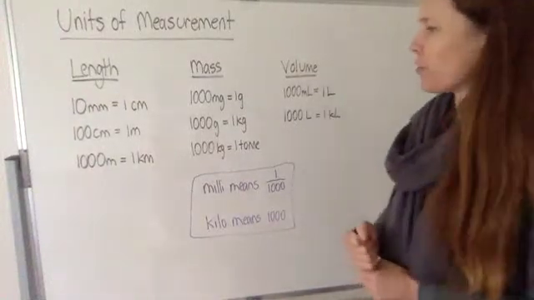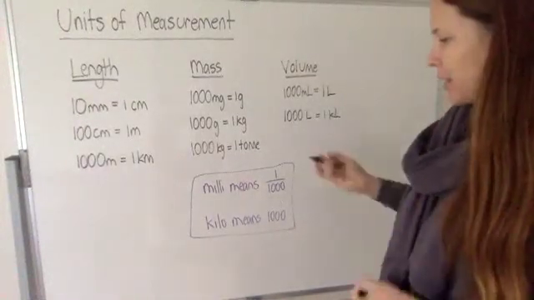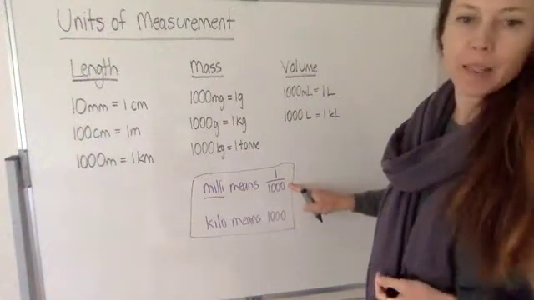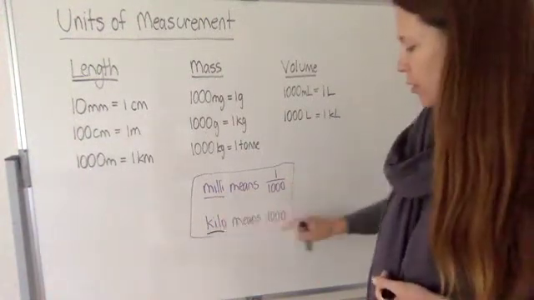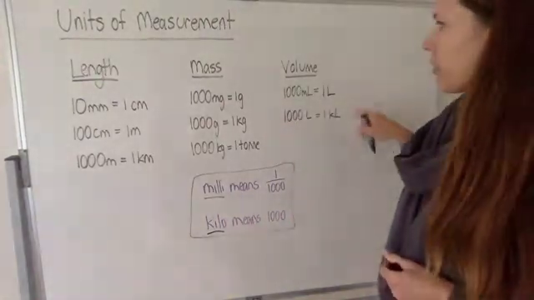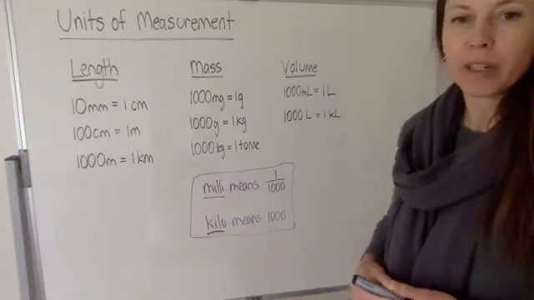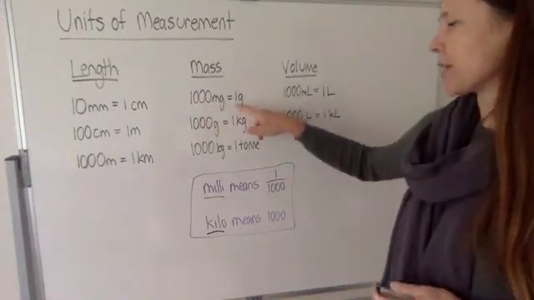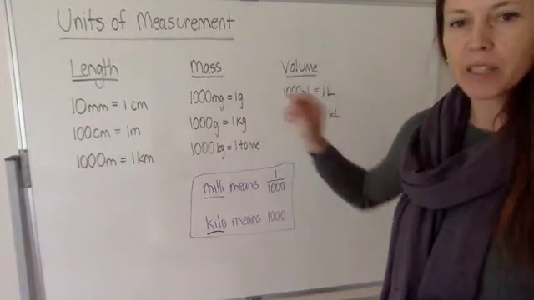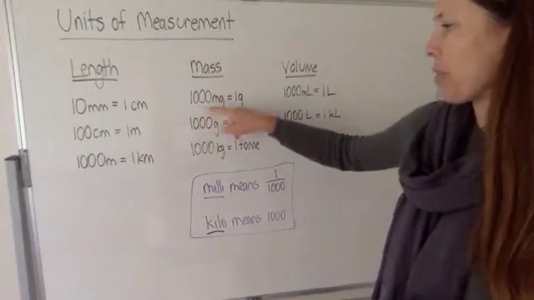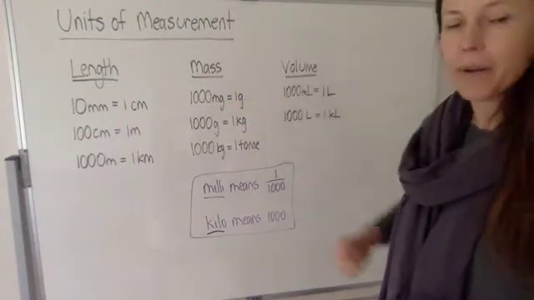When you're learning about units of measurement, there's a couple of words that make a lot of things easier. Knowing that milli means 1,000th and kilo means 1,000 really helps you to understand a lot of these units of measurement when it comes to mass and volume. So there's 1,000 milligrams in 1 gram. So a milligram is a really small thing, which makes sense. If that's 1,000th of a gram, then you get 1,000 of them in 1 gram.